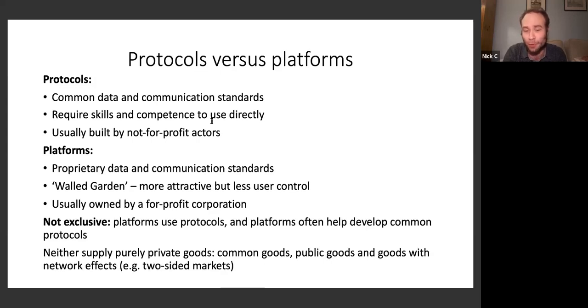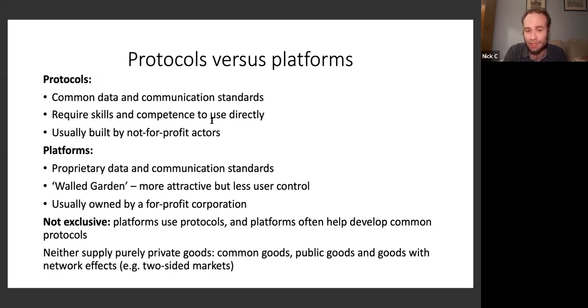And I think it's very important, thinking at the margin here, that these things are not exclusive in any sense. So platforms make a lot of use of protocols. And at the same time, platforms often help develop common protocols, partly just because they need them and then they want other people to be able to access their platform relatively easily. And sometimes just because it's easier than trying to maintain proprietary technology, which they might need help supporting, or what have you.